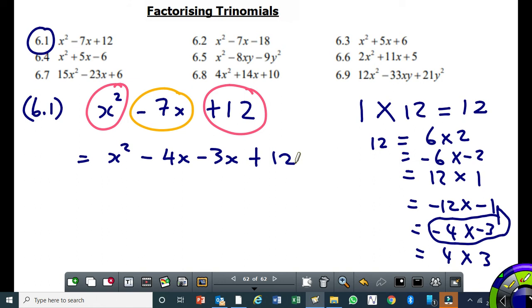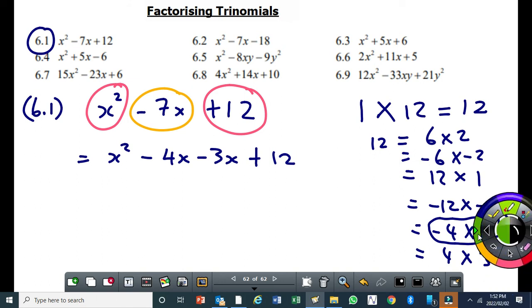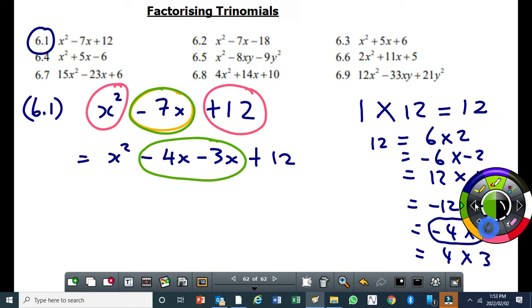Now I want you to look carefully because for some of you, this could be the first time you see this method. Minus 7x and minus 4x minus 3x are the same. It's just that I've split the minus 7 into minus 4 and minus 3. Once you split this middle term into two, then you factorize by grouping, or rather by a common factor.